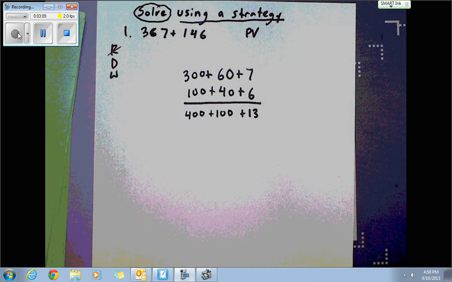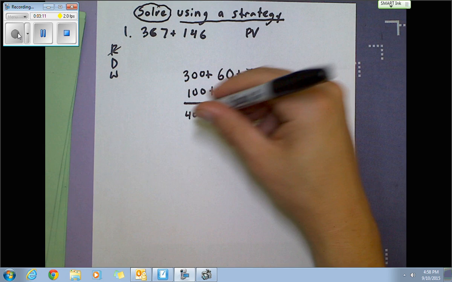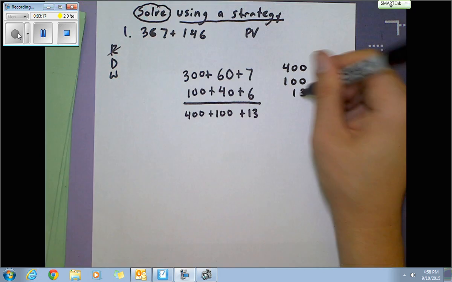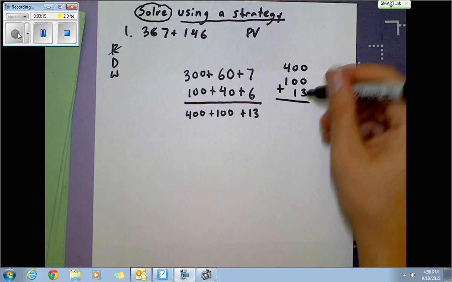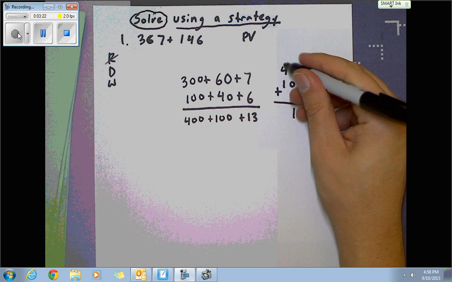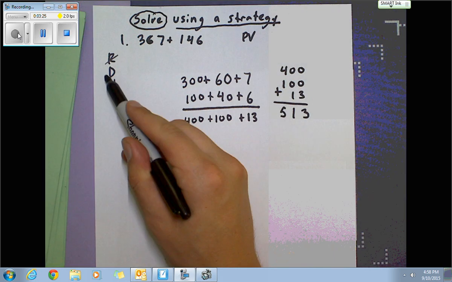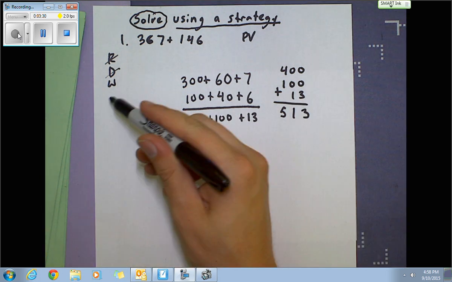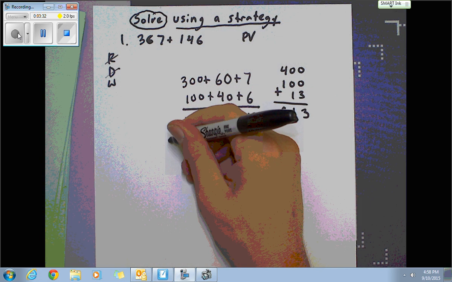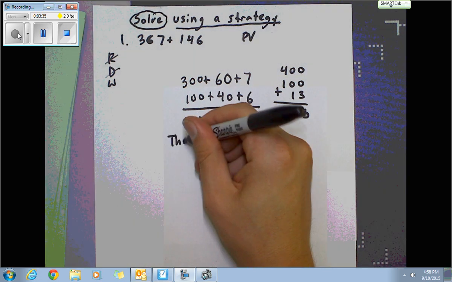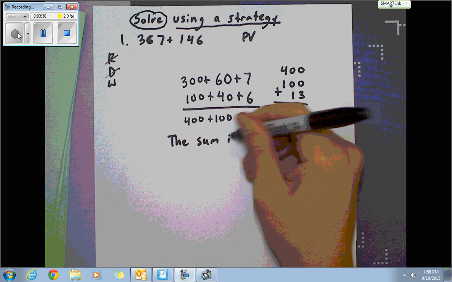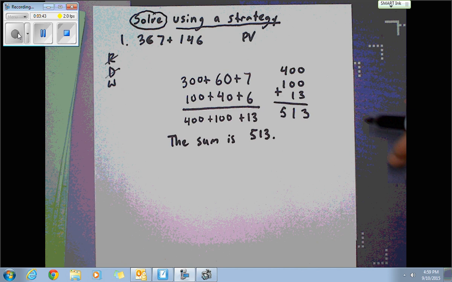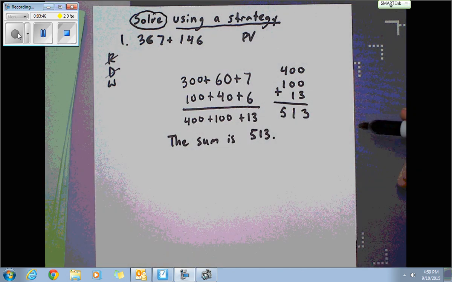To actually get through to a more standard form, I'm going to take my expanded form here and just add those values together. So ones column, 3 ones, 110, and 5 hundreds. I can cross off my draw a model now because I've shown it visually and gotten to my sum using my numbers. Let's move on to the W, the writing process. So since we're adding, it's called the sum. So we're going to say the sum is 513. And that is the place value model for three-digit addition.